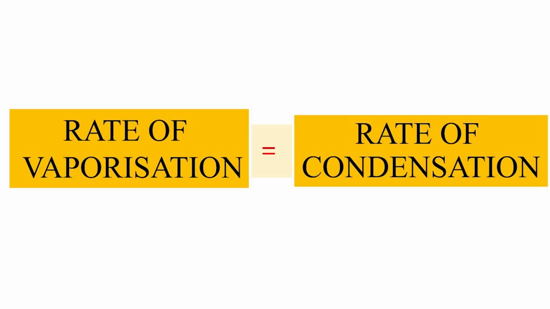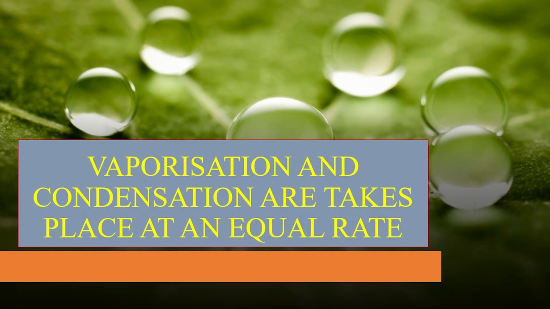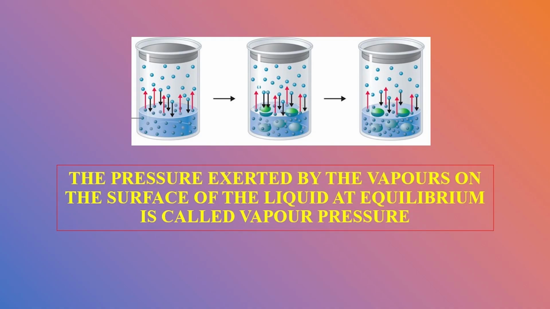That is, the rate of vaporization becomes equal to the rate of condensation. So we understood that two processes, vaporization and condensation, take place at an equal rate and an equilibrium is established. At this time, the pressure exerted by the vapors on the surface of the liquid is called the vapor pressure. So the vapor pressure of a liquid is the pressure exerted by the vapor on the surface of the liquid at equilibrium.